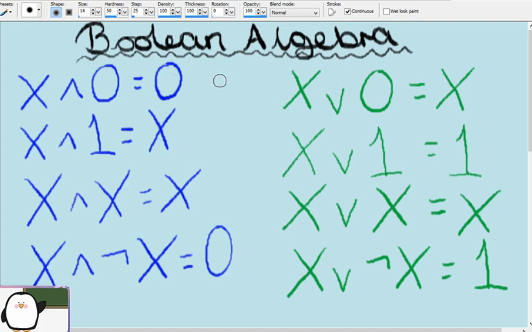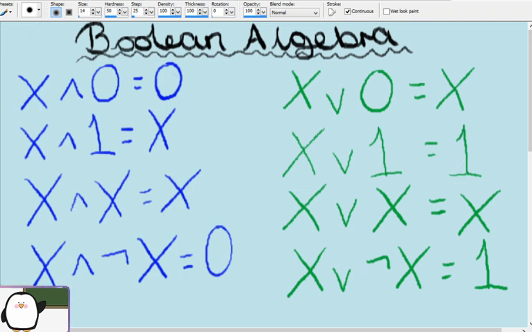X and 0 makes 0. X and 1 makes X. X and X makes X. And X and not X makes 0. X or 0 makes X. X or 1 makes 1. X or X makes X. And X or not X makes 1.